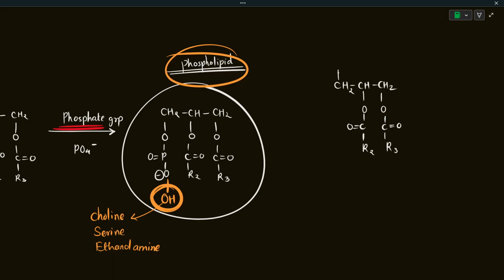Okay, and on one carbon of the glycerol backbone, we will have a phosphate group. I'm denoting it as P for our convenience. And on that phosphate group, there will be any OH-containing moiety, any OH-containing group like choline or serine or ethanolamine. Let's say here we are adding a choline group. So this phospholipid will be known as phosphatidylcholine.